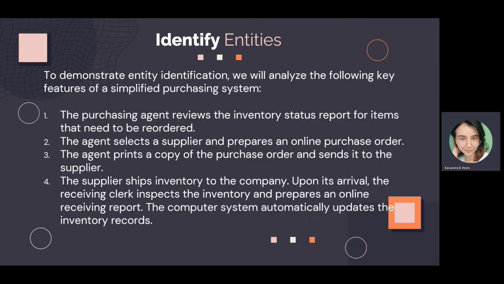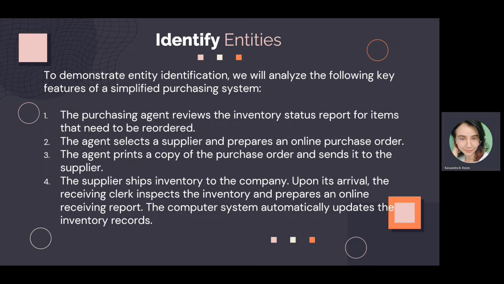So let us first discuss the first phase, which is to identify entities. Take note that for the entirety of our discussion in this particular topic, we will be demonstrating the 6 phases in a simplified purchasing system. So going back, to identify entities, we must first analyze these key features. Number 1, the purchasing agent reviews the inventory status report for items that need to be reordered.